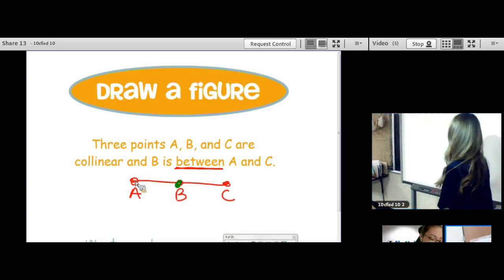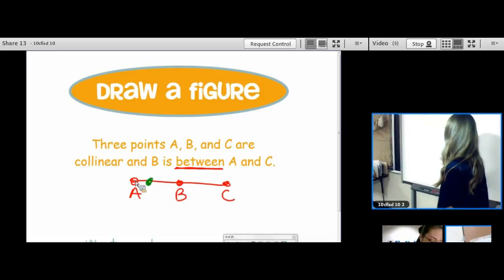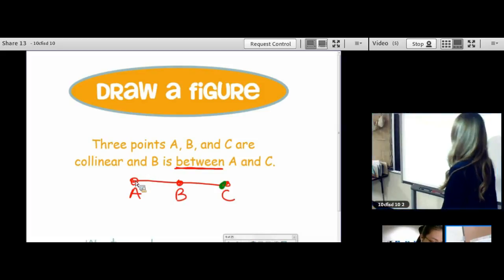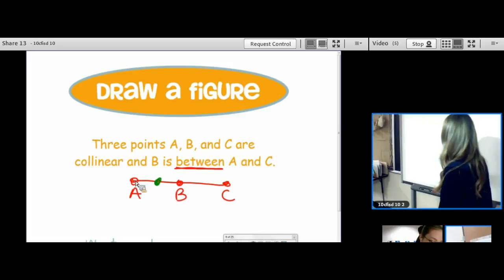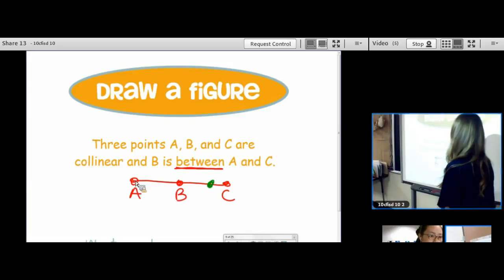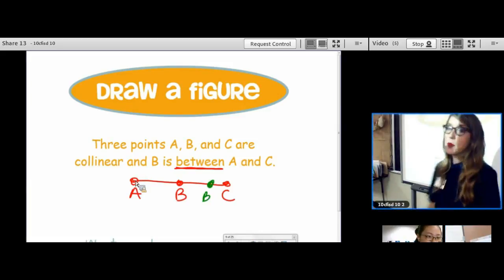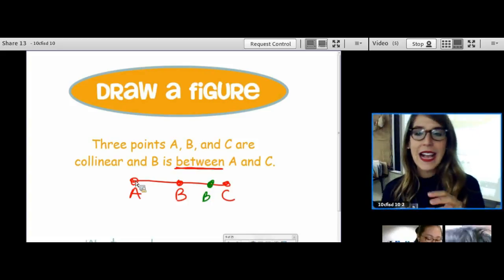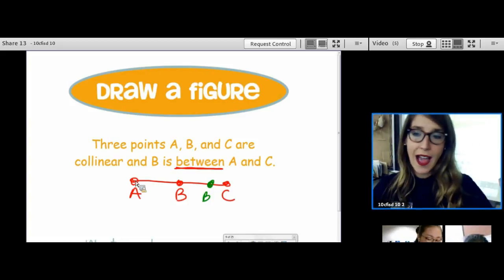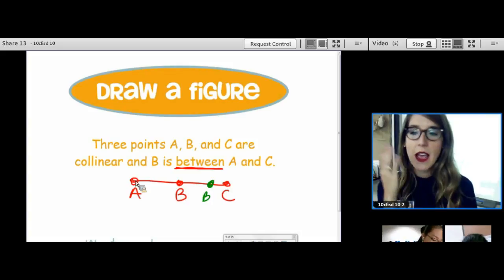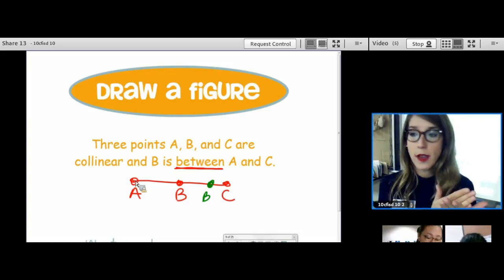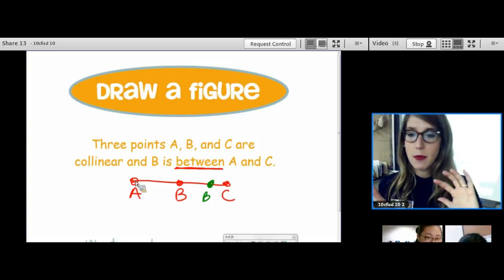But B could lie anywhere along this line. B could be here, here, here, here, here, here, here, here. So we did not have to put B in the middle. Between kind of means along the line. It doesn't necessarily mean in the middle. It doesn't mean midpoint. Between is not a synonym for midpoint.